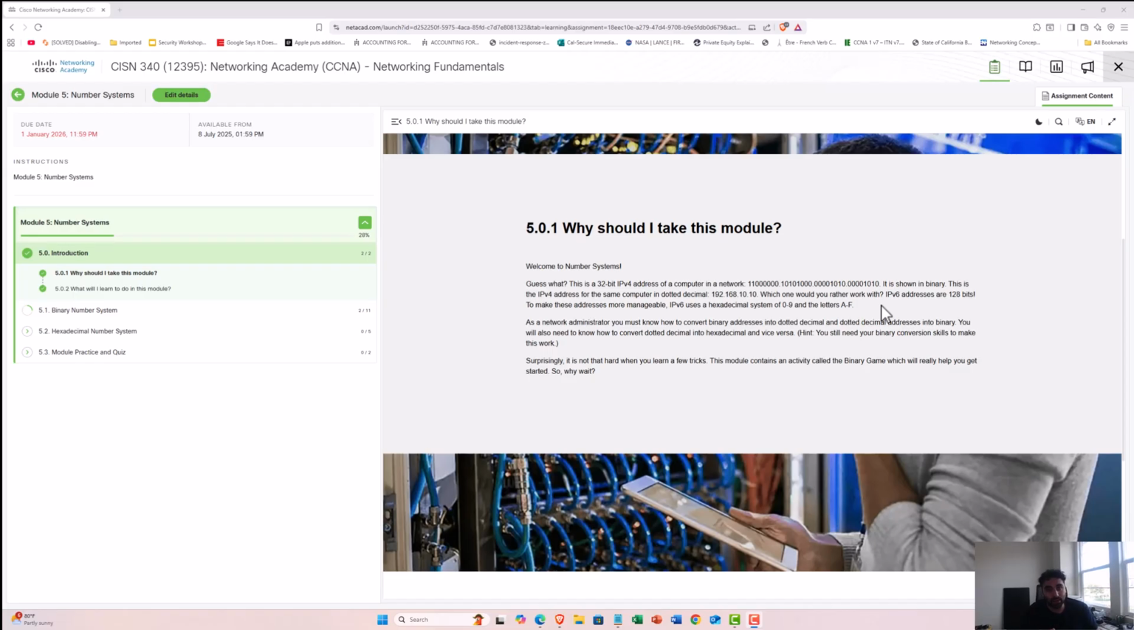Now in binary, something that we need to make sure we remember is binary, bi meaning two. Data is going to be represented as either a 0 or a 1, an on or an off, right?